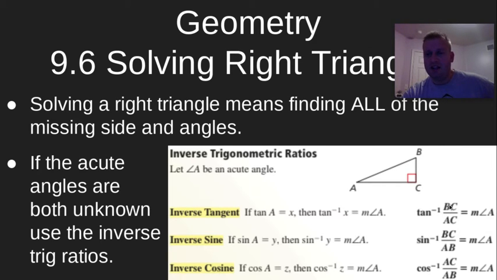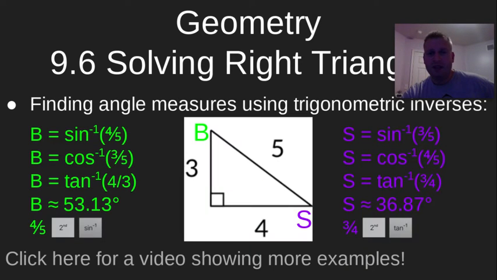So tangent is, if I'm at A, tangent is opposite BC over adjacent. I'm going to find those numbers and put them in and hit some buttons on a calculator. Sine, opposite BC over hypotenuse, AB. If I'm at A, cosine, AC is the adjacent over the hypotenuse, again, AB.